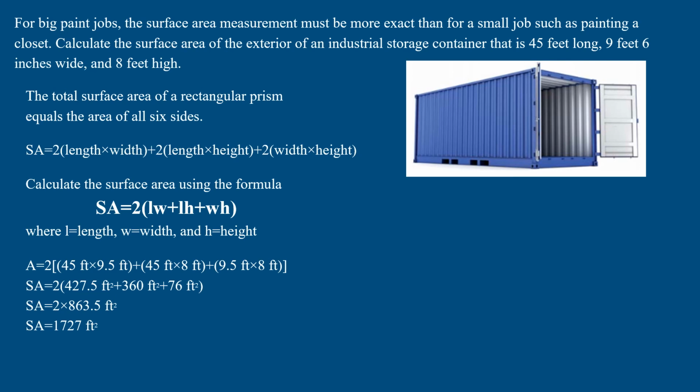The next thing we do is add up our 3 numbers, which totals 863.5, and our very last step is we multiply by 2. And we get an answer of 1,727 square feet for the surface area of this container.